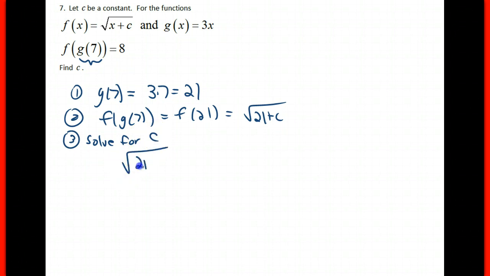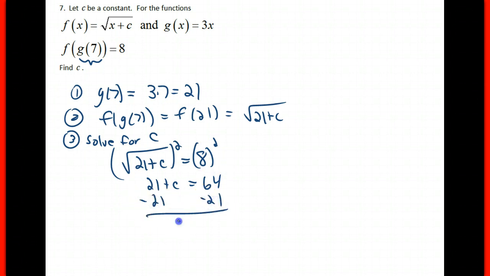The square root of 21 plus c is equal to 8. I'm going to start by squaring both sides to get 21 plus c is equal to 64, and subtracting 21 over to get that c is 43.